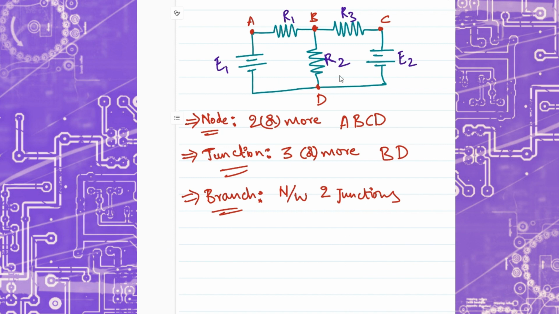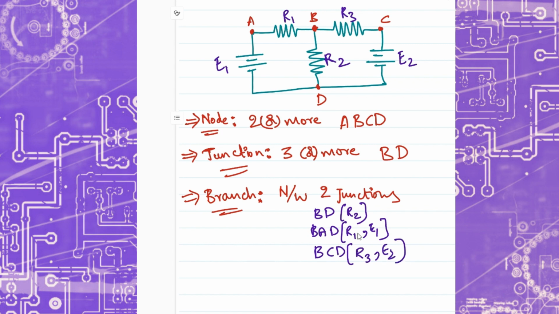So if you consider this circuit, what are the junction points that we have? B and D, right? And the branches that we have are: BD is one branch which consists of R2, and the other branch is BAD. BAD is another branch which has R1 and E1 elements, and the other branch that we have between B and D junctions is the BCD branch which has the elements R3 and E2.